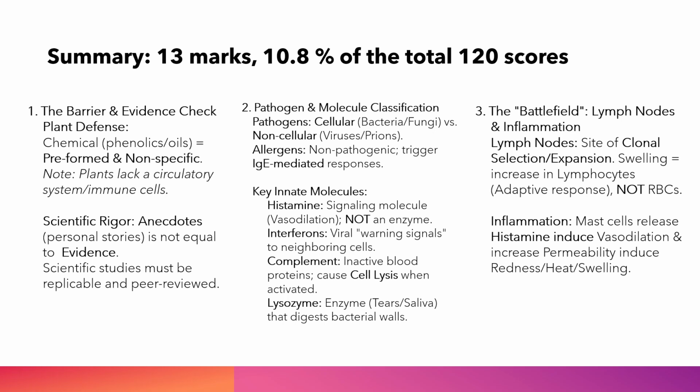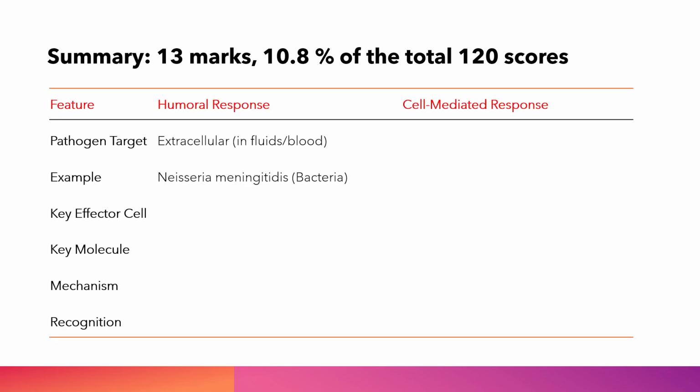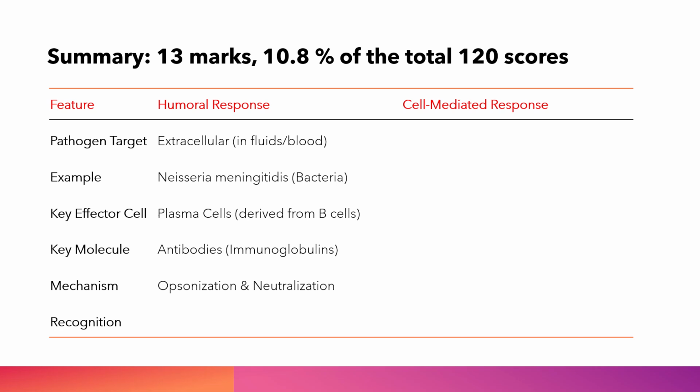To master the adaptive immune system, you must distinguish between two specialized strategies based on where the pathogen is located. First, we have the humoral response, which targets extracellular pathogens, those floating freely in your bodily fluids, like the bacterium Neisseria meningitidis. The star of this response is the plasma cell. Once activated, these cells act as factories, secreting antibodies, or immunoglobulins, into the blood. These antibodies work through neutralization and opsonization, essentially tagging the bacteria so phagocytes can find and destroy them more easily.